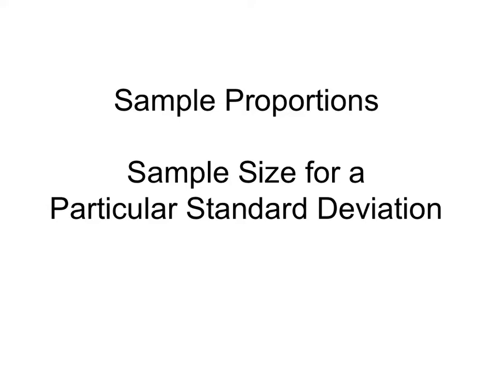Sample proportions: finding a particular sample size for a particular standard deviation. Remember that the equation for the standard deviation of a sampling distribution when it involves proportions is equal to the square root of p times 1 minus p over n. The sample size controls how large this standard deviation gets. The bigger the sample size, the smaller the standard deviation.